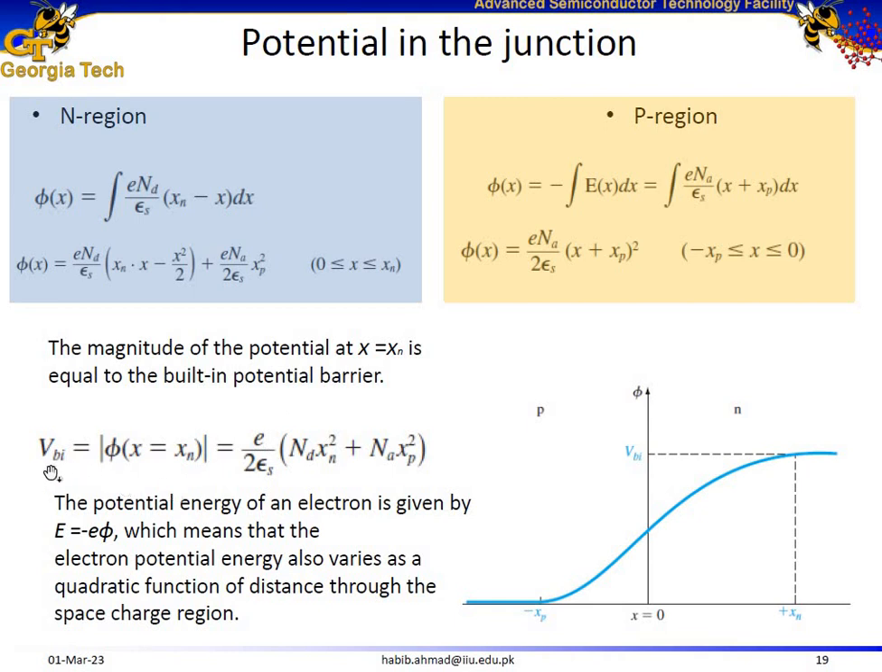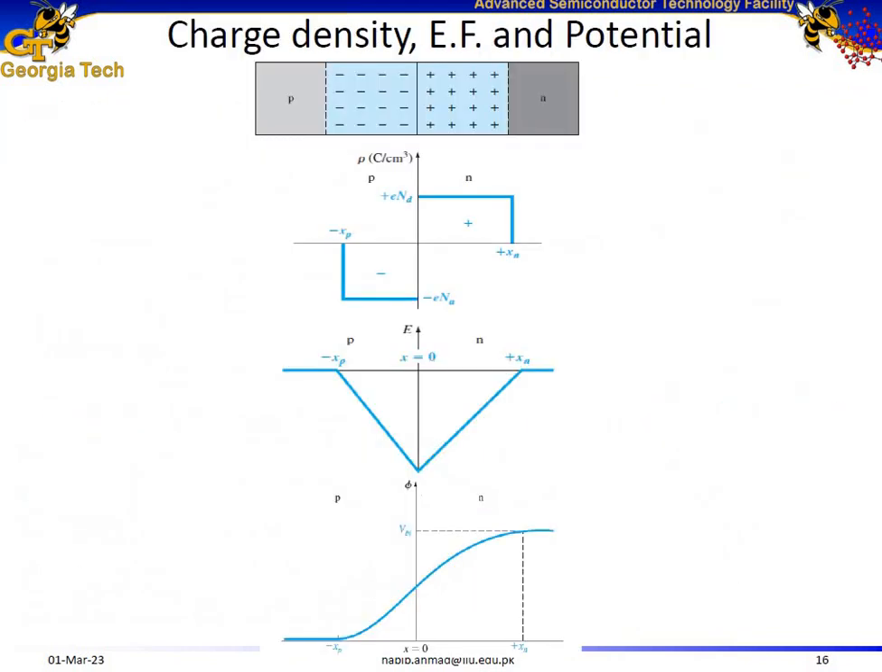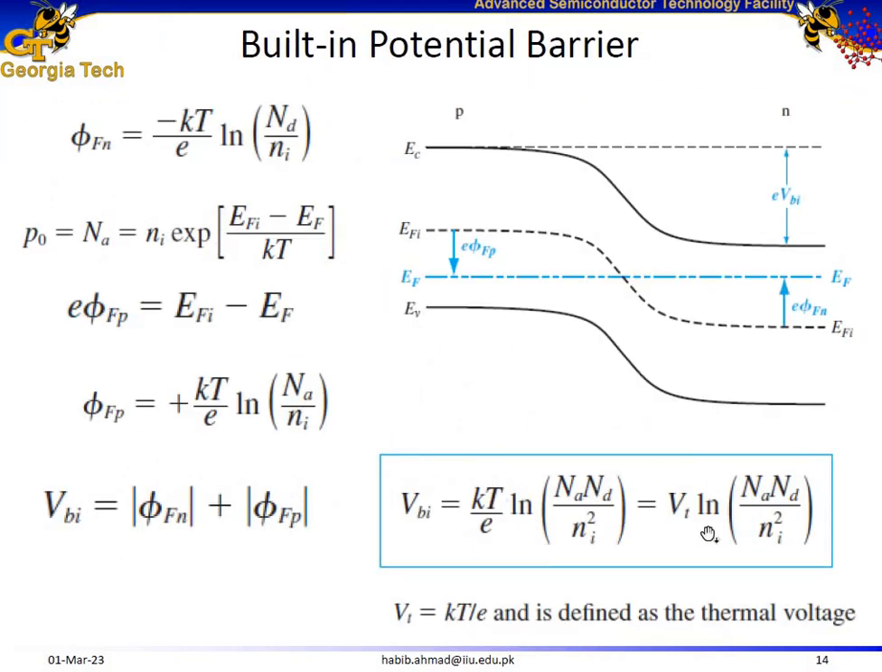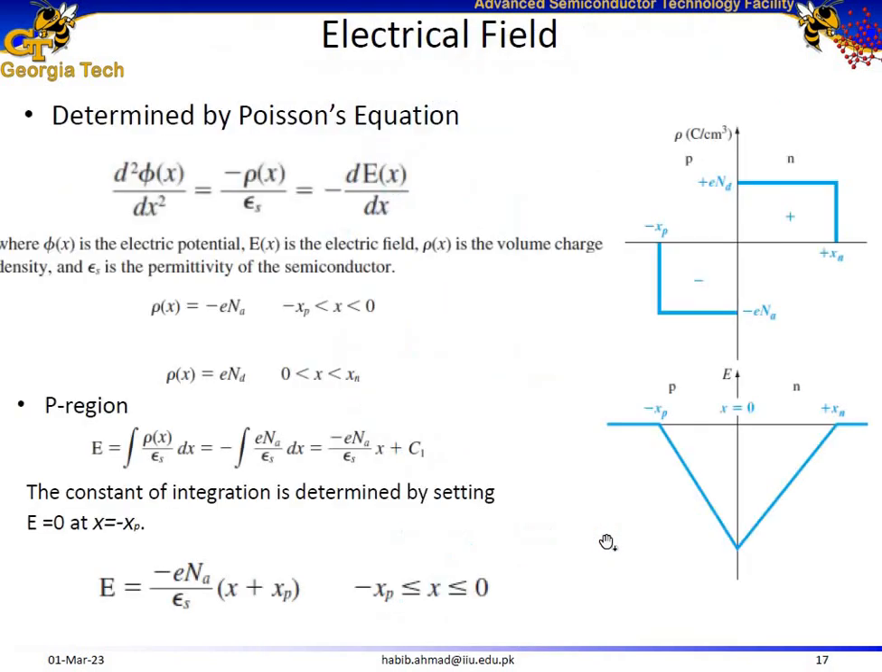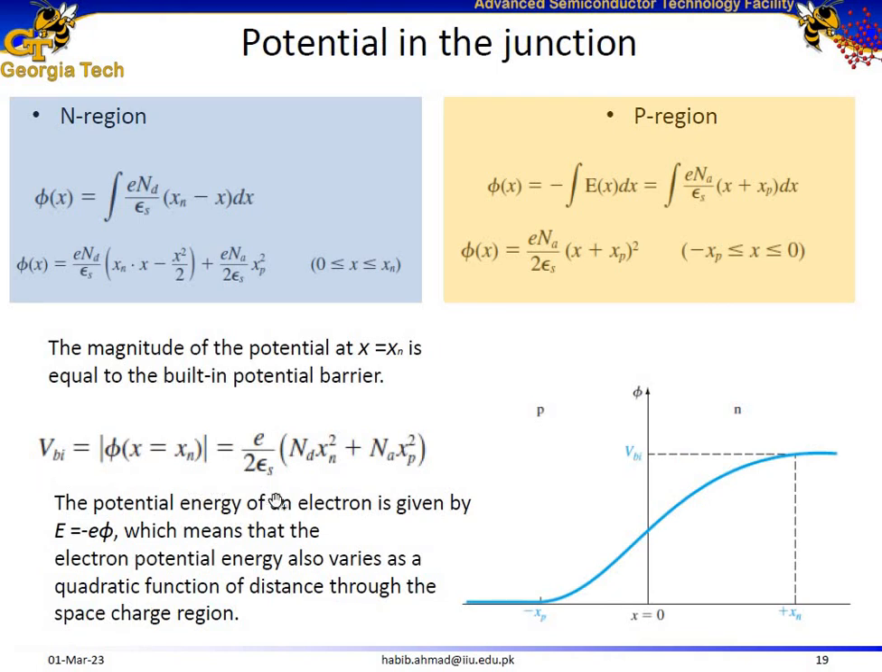How about VBI? Once again, what is the built-in potential? The built-in potential is the potential at x equal to xn. So if in any of these equations you replace x with xn, you get this equation: q divided by 2 epsilon s times Nd xn squared plus Na xp squared. So now to calculate the built-in potential, there are two ways you can calculate it. One way I already told you is this equation, VBI is equal to kT by q natural log of Na Nd divided by ni squared. And another way is using this equation, q divided by 2 epsilon s times Nd xn squared plus Na xp squared.